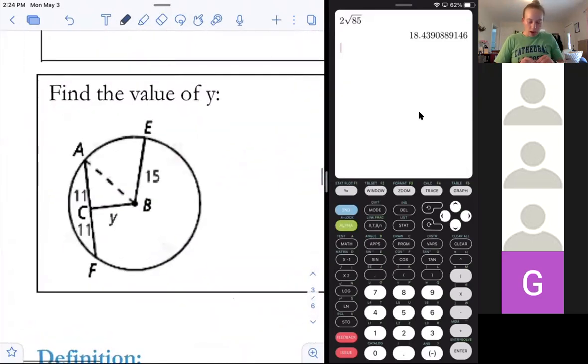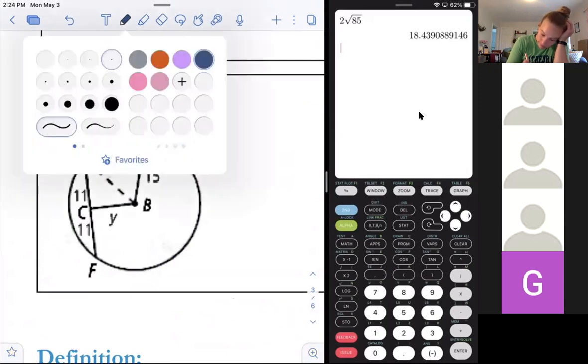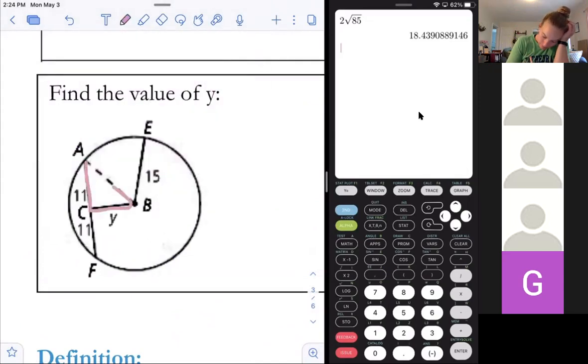This one says find y. Oh, and this looks a lot like the last problem we just did, but we didn't even have to imagine a triangle. My triangle is actually even drawn already for me. Something like this. Because I know AC and CF are the same length, I get to have a right angle in here. I know one of my sides is y. I know one is 11. And then what's this last side going to be?